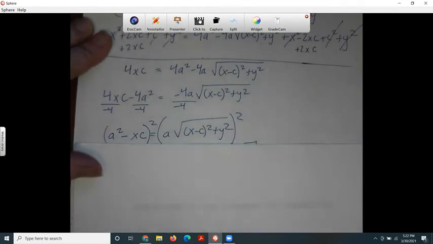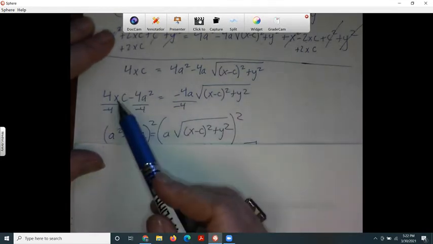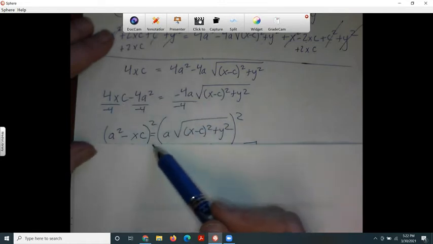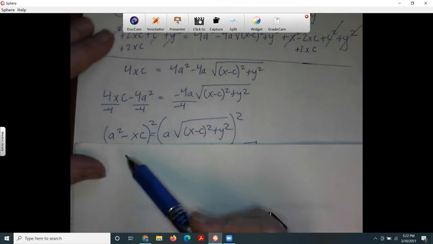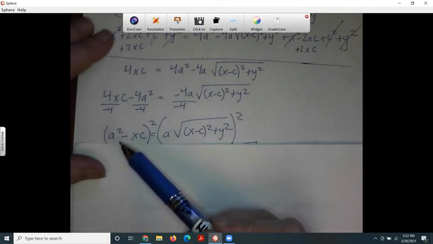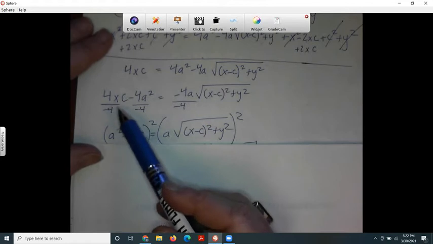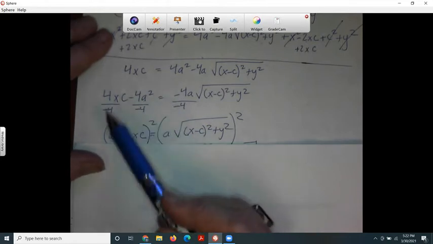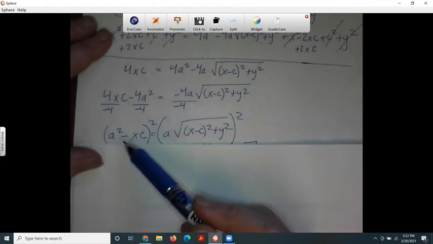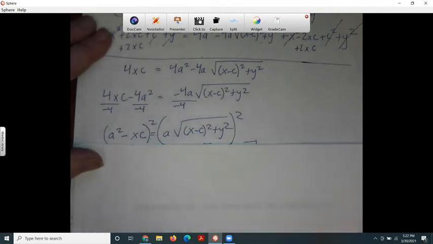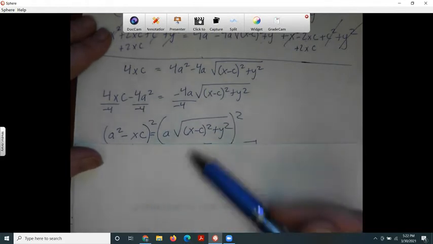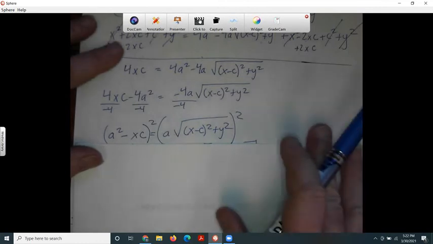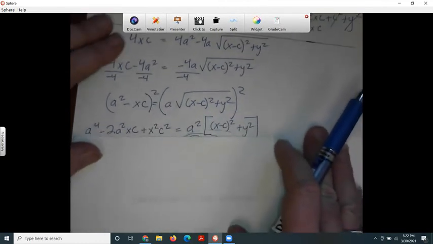And then, so that gives me xc minus a squared. But I didn't want it to be xc minus, oh wait, that gives me negative xc plus a squared. So I wanted to rearrange it and let it be a squared minus xc instead of negative xc plus a squared. Now I'm squaring both sides. I know I have that a there, but that's okay. It'll just get squared. So square both sides.